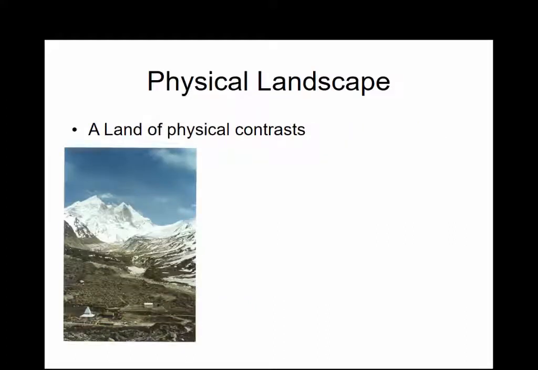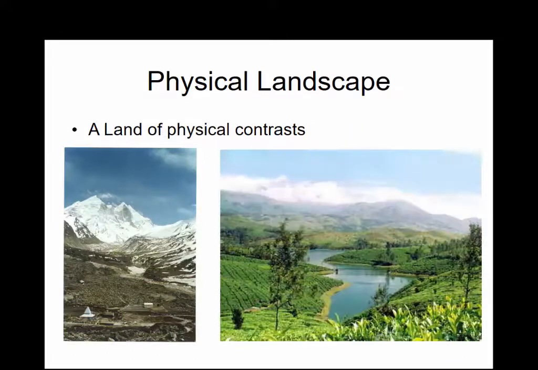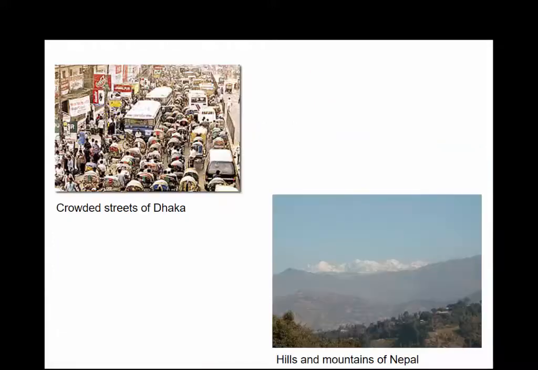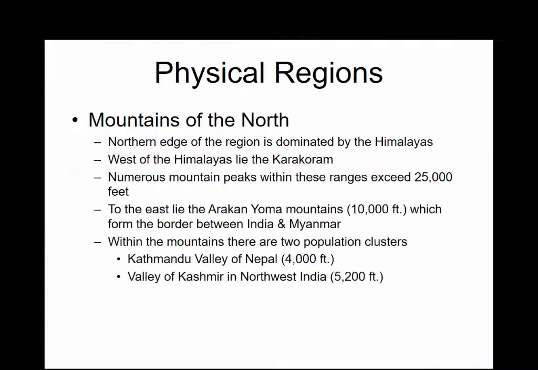It's a land of physical contrast. You can see the Himalayan mountains all the way down to southern India and the mouth of the Ganges. These are the crowded streets of Dhaka, Bangladesh, and the hills and mountains of Nepal. So there's mountains to the north, and like we said before, the Indian subcontinent literally collided with the Eurasian continent, and the result of that collision is the Himalayan mountains. A lot of these peaks extend up to 25,000 feet.